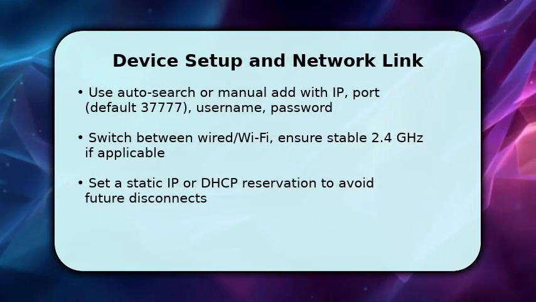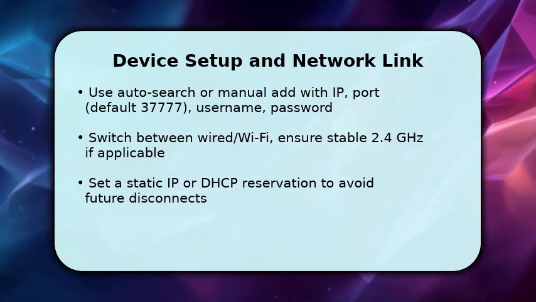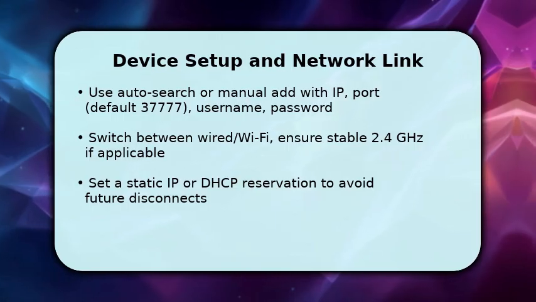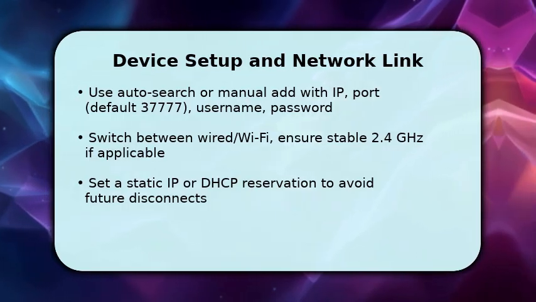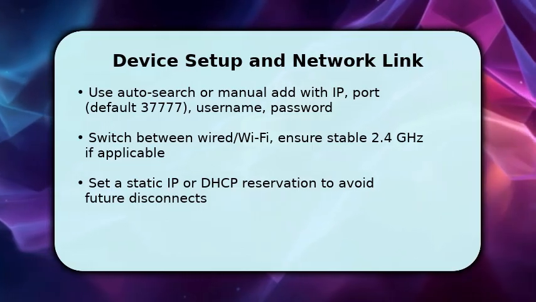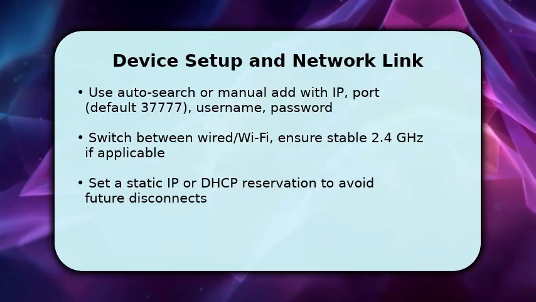If Auto Search found the camera, select it and verify model and firmware. If not, use manual add by entering IP, port (default 37777 for many devices), username, and password. Make sure the camera is on a stable link. Wired is best, otherwise 2.4 GHz Wi-Fi for range.